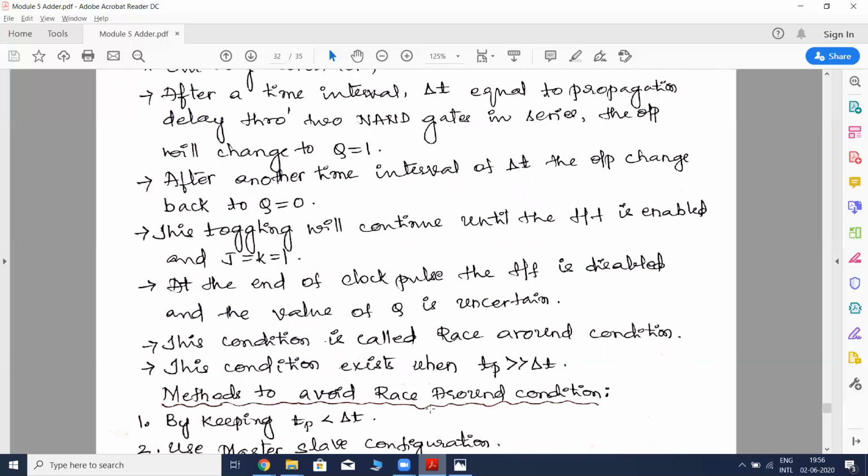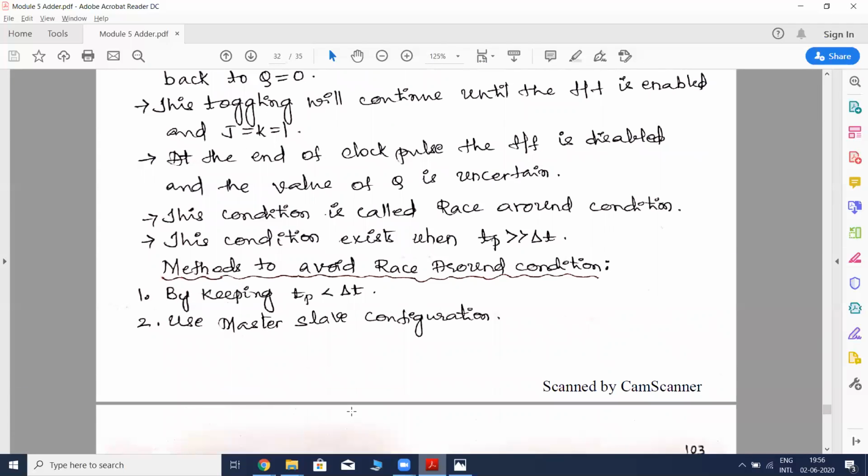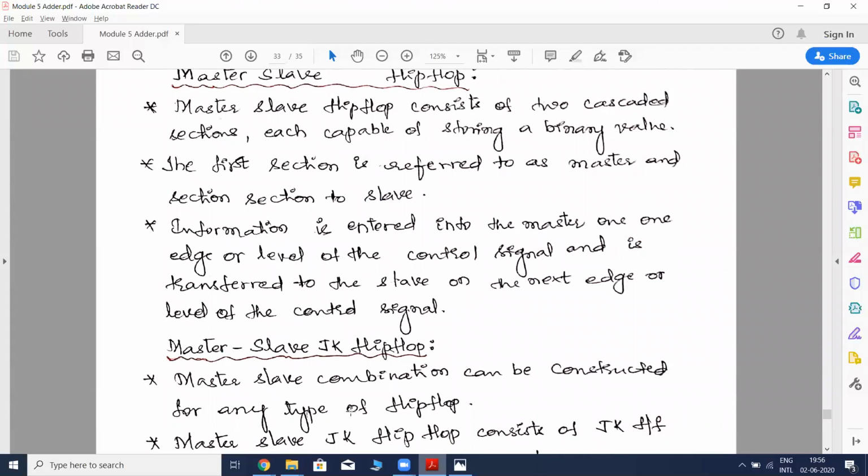So to overcome this, we have a second solution, which is called the master slave configuration. Now let us move on to discuss these master slave flip-flops. These master slave flip-flops consist of two cascaded sections. Both sections are capable of storing 1 bit of information. The first section is called the master, and the second section is called the slave.